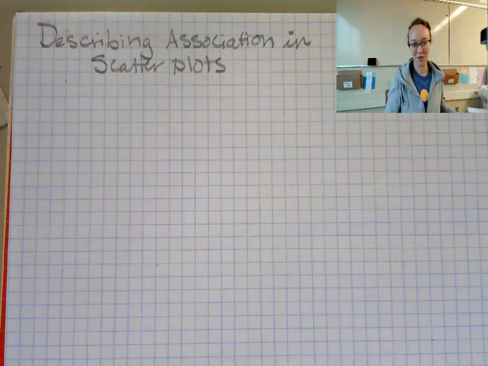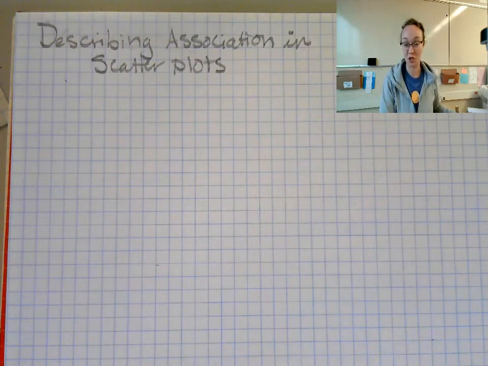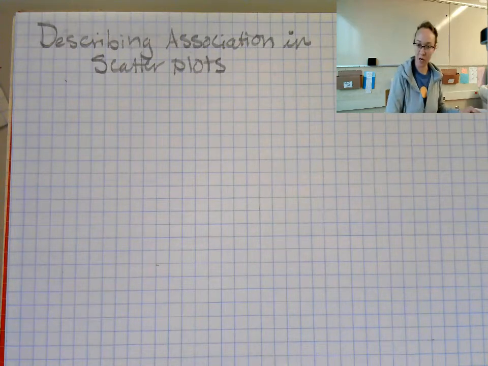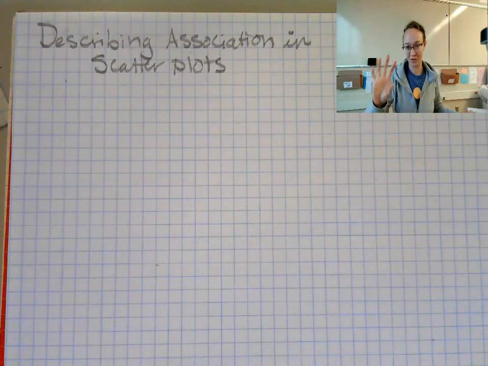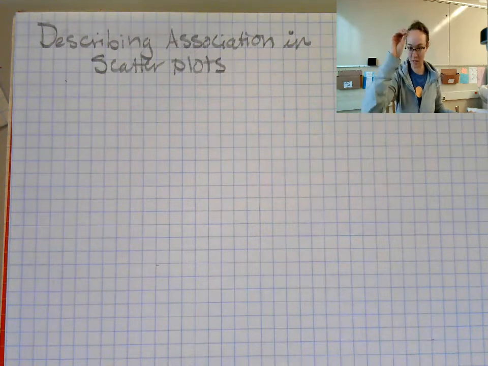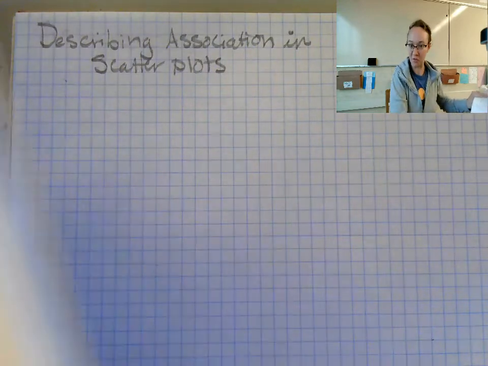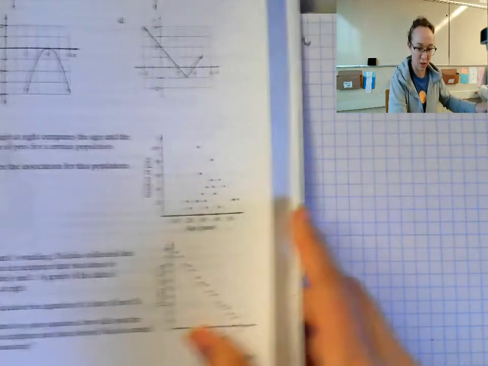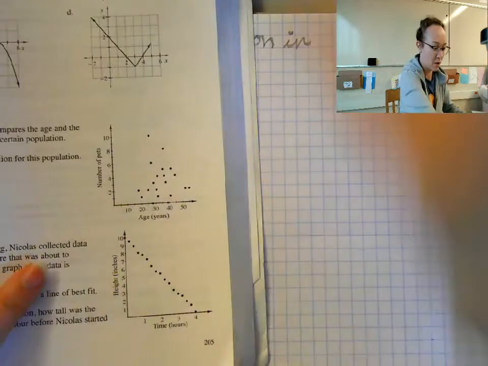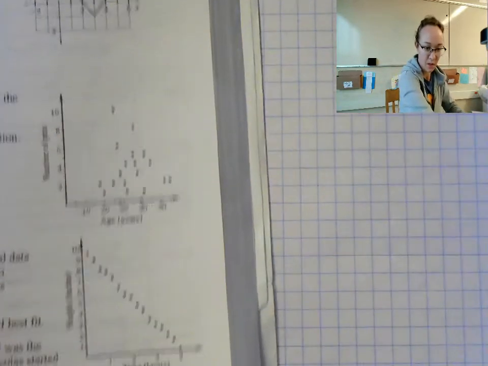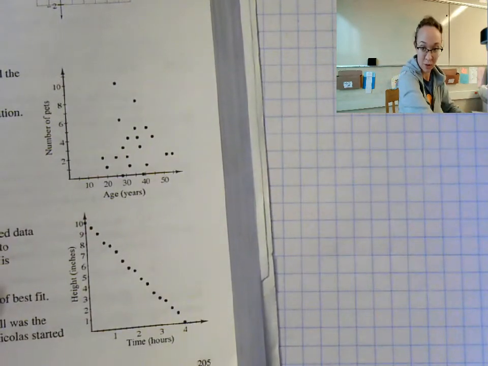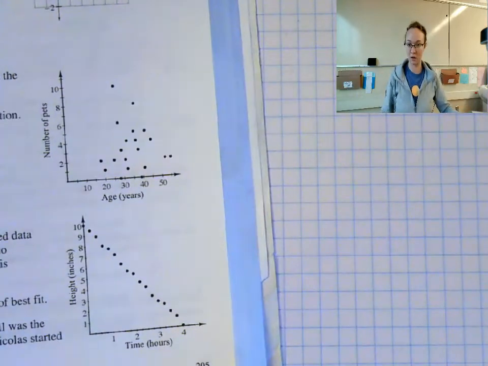All right, in this video we are going to learn how to describe association in scatterplots. A scatterplot is just whenever you've graphed some two variable data as discrete points and it's not perfectly lined up. So let's take these two examples here. We're not going to worry about the context for them, but these are both examples of scatterplots. They've got discrete points on a graph.